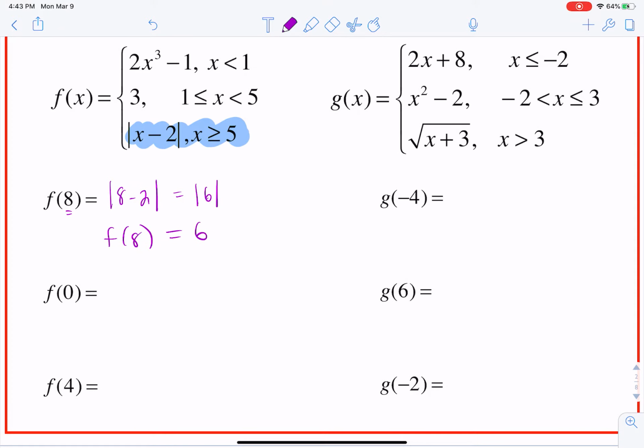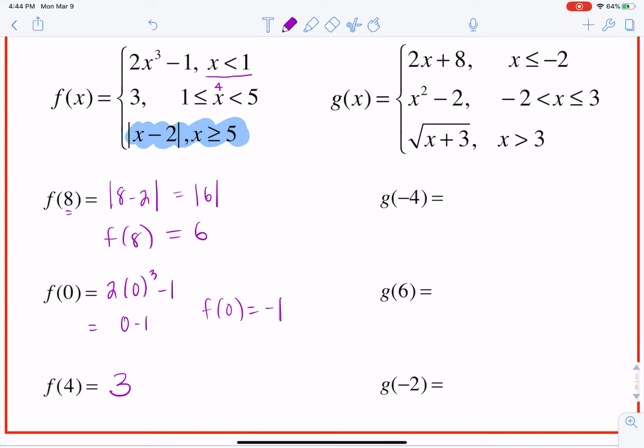And f of 0, looks like 0 would fall into this domain piece right here, since 0 is smaller than 1. So 2 times 0 cubed minus 1, so 0 minus 1. So f of 0 is going to be negative 1. And f of 4 falls into this category here, being in between 1 and 5. So f of 4 is just equal to 3.